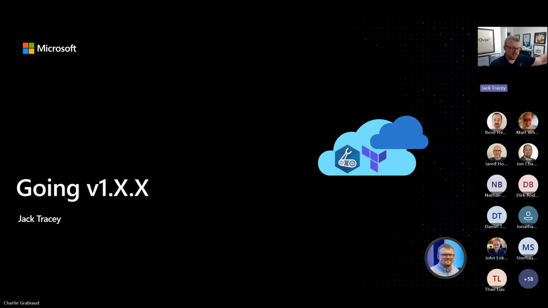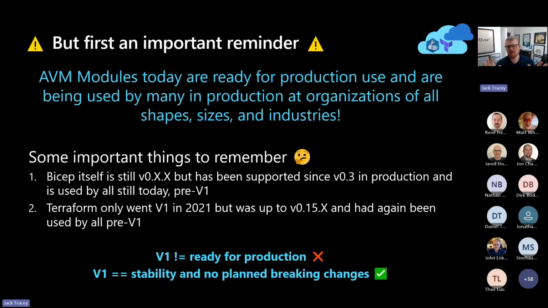A topic that we heard Servant talk about, and a lot of people always raise, is: when are you going V1? What's the deal here? Now, before I share some exciting news, I just want to bring us all back to an important reminder. AVM modules today, you can absolutely go and use in production, and they are being used in production by many organizations of different shapes, sizes, and industries today. There are lots of great examples of people using it.